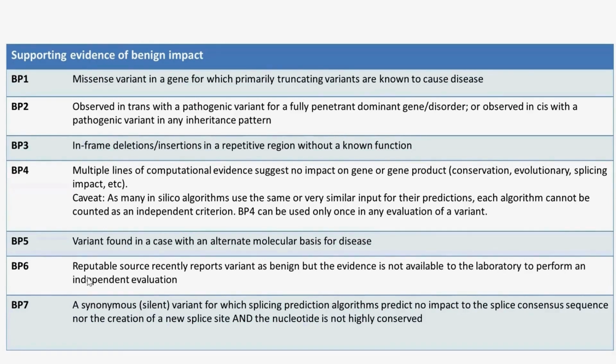BP6 includes variants where a reputable source reports the variant as benign, but the evidence is not available to the laboratory. Then that variant will be put in BP6. BP7 includes a synonymous variant for which splicing prediction tools predict no impact to the splice consensus sequence nor the creation of a new splice site, and the nucleotide is highly conserved.